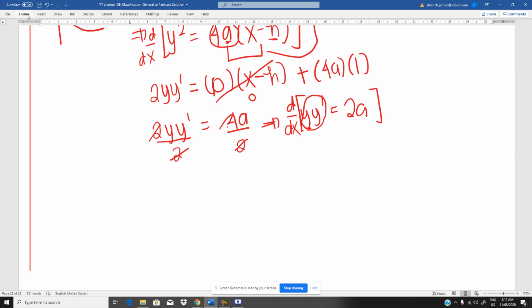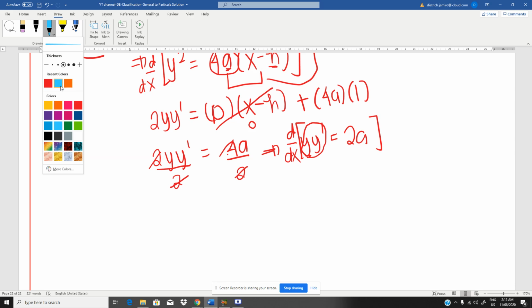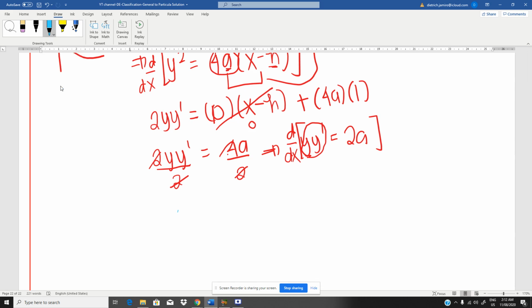I'll just use another pen. Apologies. So we will have the derivative of y, which is equivalent to y prime, multiplied by y prime, plus copy the first, multiplied by the derivative of the second, which is y. The derivative of this is y double prime, is equal to 0. So as you can see, we will have y double prime times y plus y prime raised to 2 is equal to 0. And that's the answer.